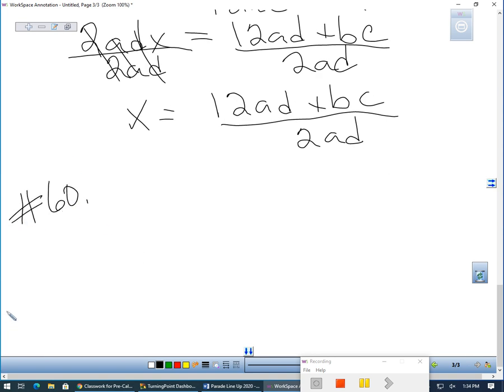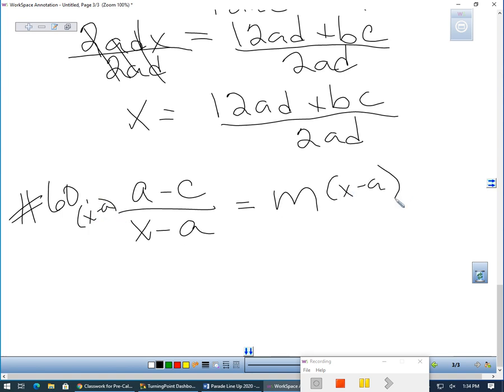On number 60. All right, and we want to get x by itself. But we have to first get rid of that fraction, which means we need to times by the denominator. We're going to times both sides by x minus a. Here it cancels x minus a. That's how you clear the fraction, right? We only have a minus c equals m times x minus a.